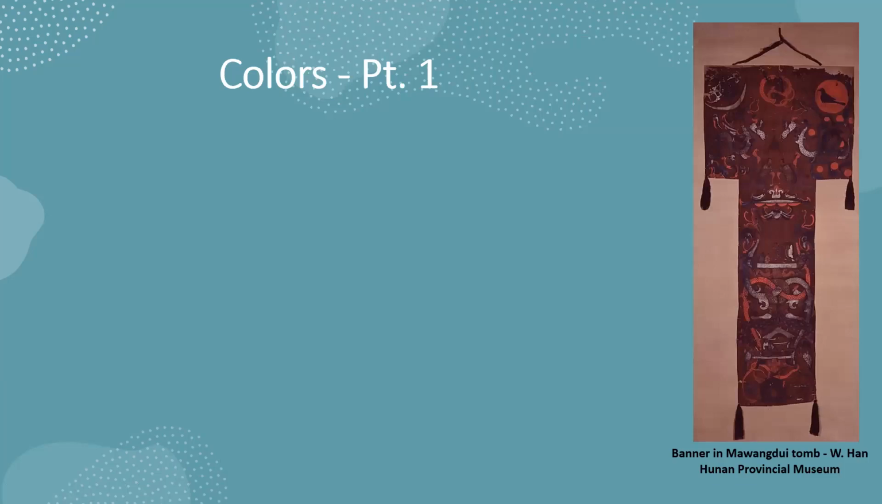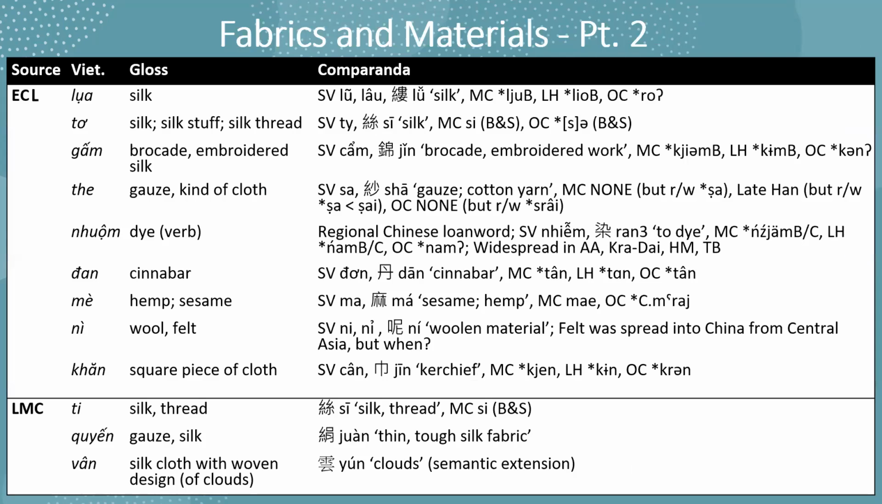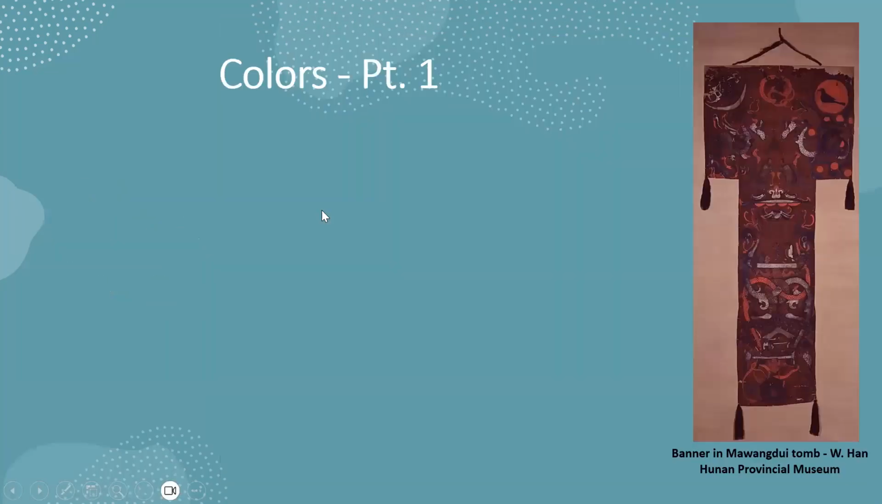Colors. Now, colors obviously are not the materials themselves, but colors are used in combination with their production. And we saw that in the materials, I'll back that up here, such as to dye, the cinnabar for that color and that sort of thing. By the way, this Nuam word, this is very widespread in Austroasiatic, in Kradai, Hmong Mien, and Tibeto-Burman. Very widespread form. Chinese dyeing apparently spread widely. That's what it looks like, at least lexically.